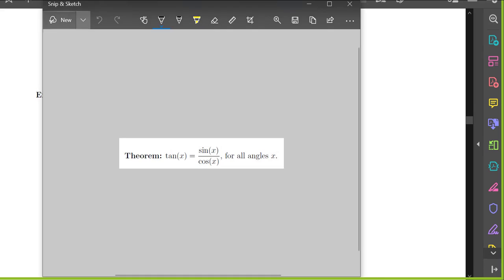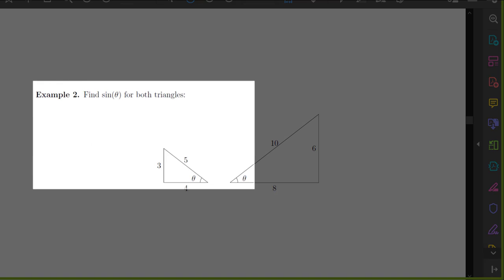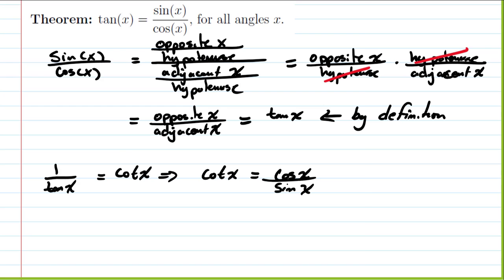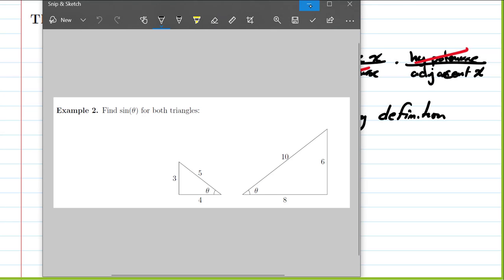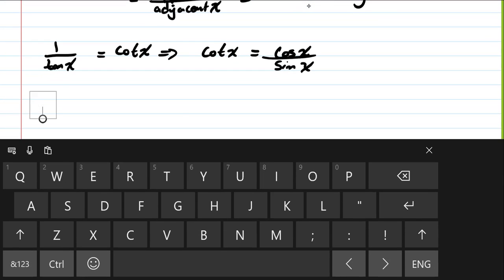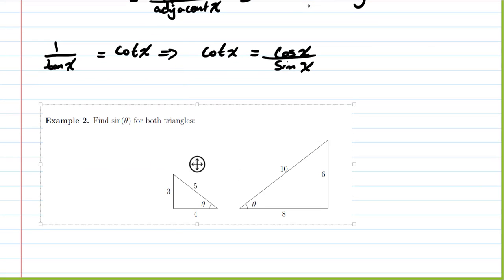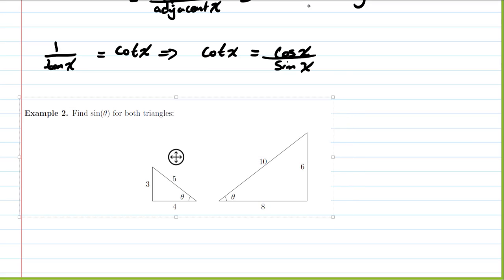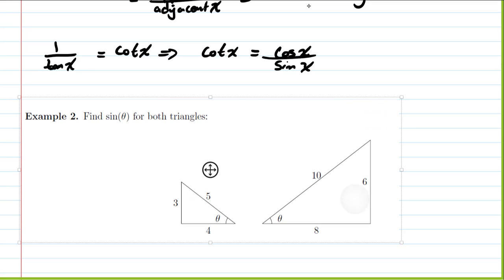So let's take a look at example number 2. It wants us to find the sine of both triangles.